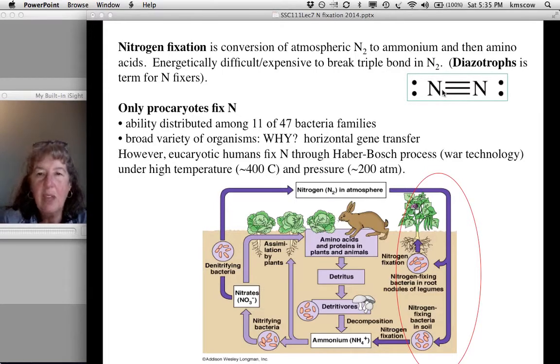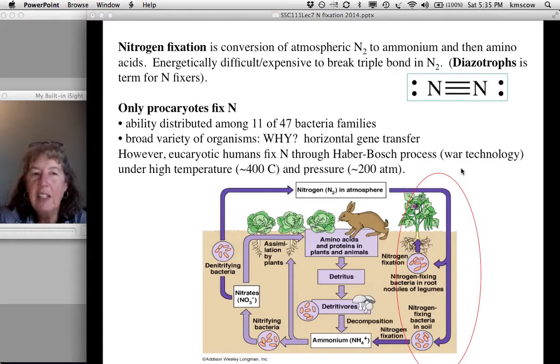So only prokaryotes naturally fix nitrogen, and the ability is fairly widespread through at least 11 of the families of bacteria known. And we used to think that it was only a small group of organisms that fix nitrogen, but we've found increasingly more and more can. And what seems to be going on is that the genes, or a number of the genes, are carried on a plasmid, and therefore these genes are transferred through horizontal gene transfer across different unrelated groups of organisms.